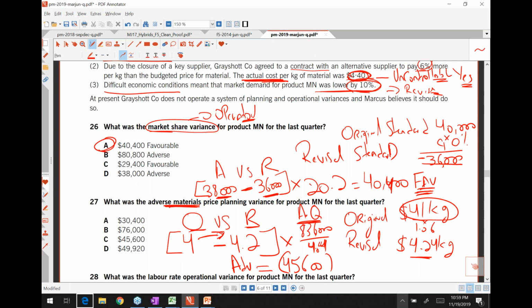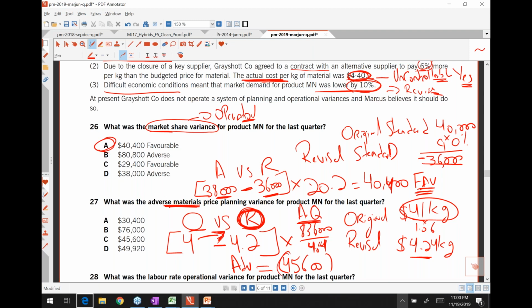If revised standard is increasing, this means the cost will increase, and when the cost increases, this is adverse. Hope you understood. Whenever you need to assess planning variance logically, favorable or adverse, focus on revise. This is cost, so revise is increasing, which means cost will increase. This is adverse. I hope this is clear.